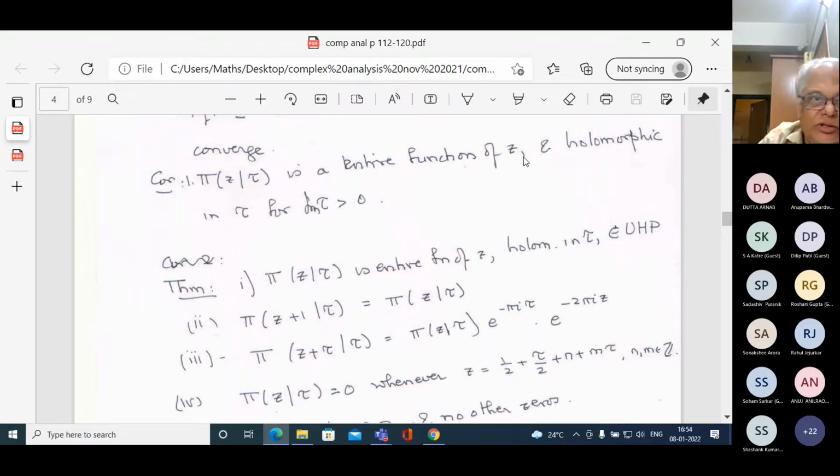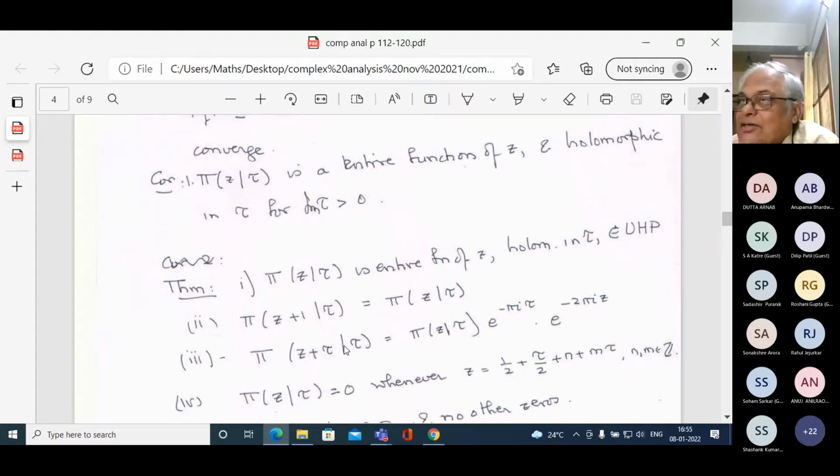So what are the properties of pi? So pi of z, tau is an entire function of z. It's holomorphic in tau when tau is in the upper half plane. So this we have just said in that corollary. When you replace z by z plus 1, obviously e raised to 2 pi i z does not change, and therefore pi of z plus 1, tau is pi of z, tau. What happens when you translate z by tau? The statement is again that you get pi of z, tau times this particular factor.